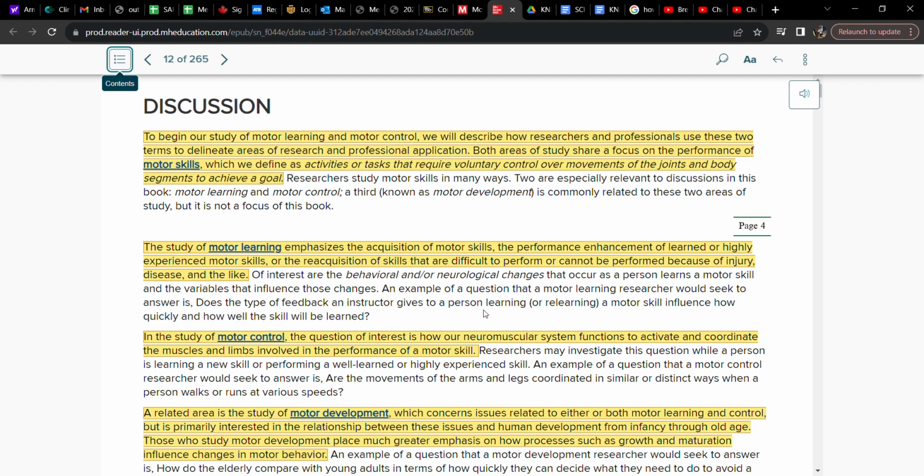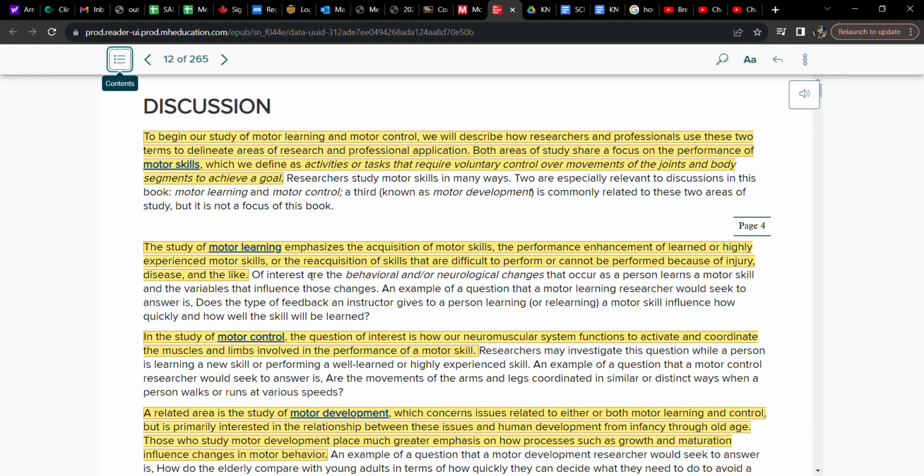So then we need to talk about what are the components that go into these motor skills. First we're going to talk about the study of motor learning. This is the learning that we need in order to acquire motor skills. It's also the learning we need to enhance the performance of this learned or highly experienced motor skill. So as we improve our learning and get more experience with a skill, our expertise or our ability to do that skill generally improves, depending on what it is.